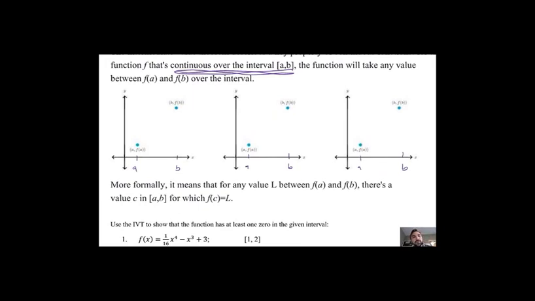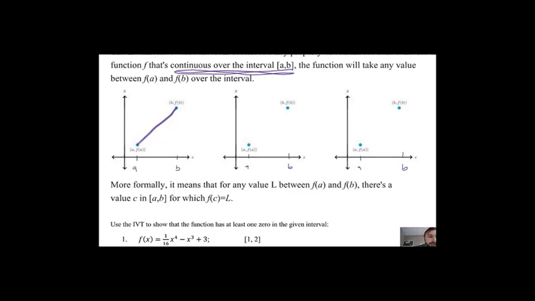So there's a few different things that could happen. You could go from this point directly to this point, the most direct way that you could. And what it's saying is, as long as I draw a continuous line here, which I did, then it's going to take on all of these y values. It can't skip any y values.